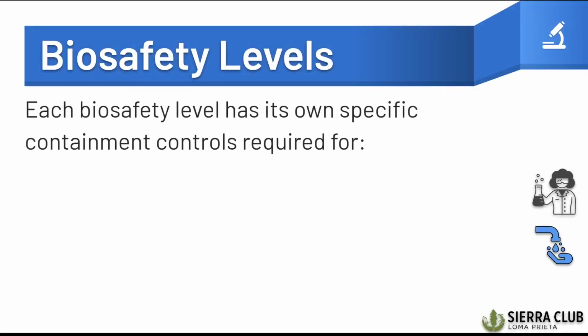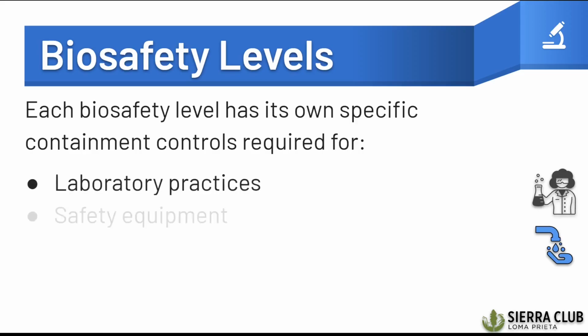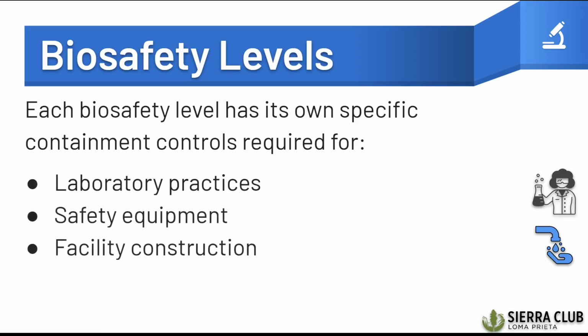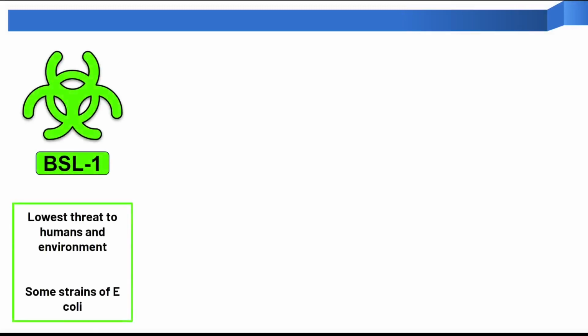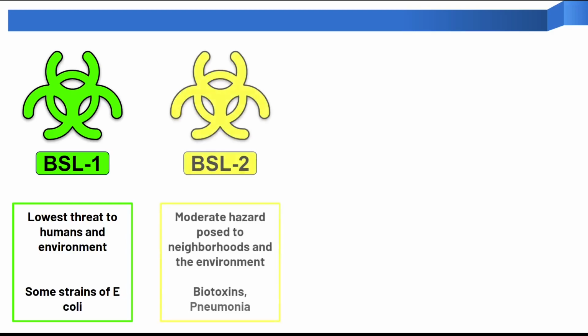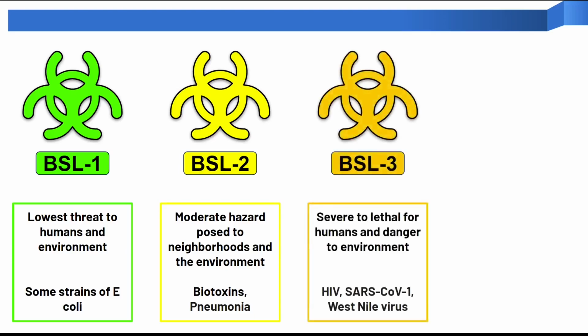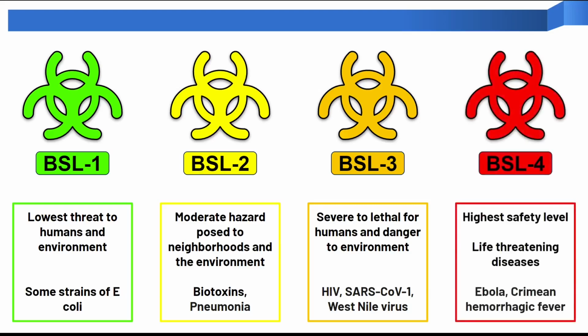Each biosafety level has its own specific containment controls required for laboratory practices, safety equipment, and facility construction. BSL 1 poses the lowest threat to humans and the environment. BSL 2, moderate hazard posed to neighborhoods and the environment. BSL 3, severe to lethal for humans and danger to environment. And BSL 4, biosafety level 4, is the highest safety level, life-threatening diseases such as Ebola and Crimean hemorrhagic fever.